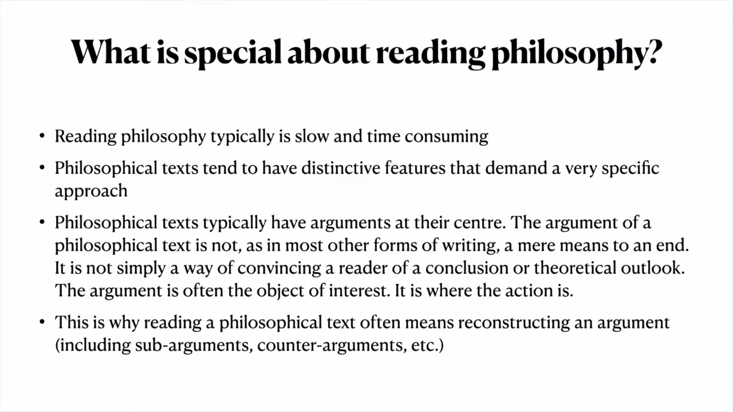So this is why reading a philosophical text often means reconstructing an argument. And when I talk about an argument of a philosophical text, I am thinking of the main argument, but also all the sub-arguments and maybe objections or counter-arguments that an author discusses. So it could be a whole network of arguments that you find in a text. And understanding exactly how these arguments relate and how these arguments work is the process of reconstructing an argument. And often you will find, if you want to read a philosophical text carefully, that is exactly what you need to do, to reconstruct all these arguments and their relations.